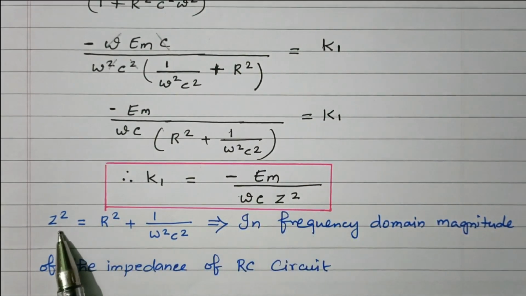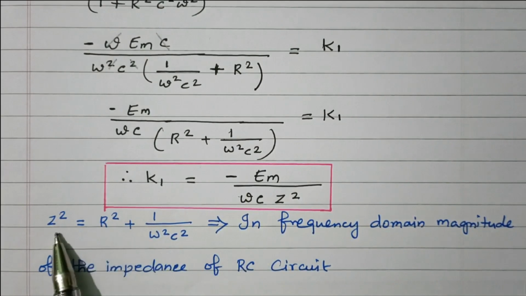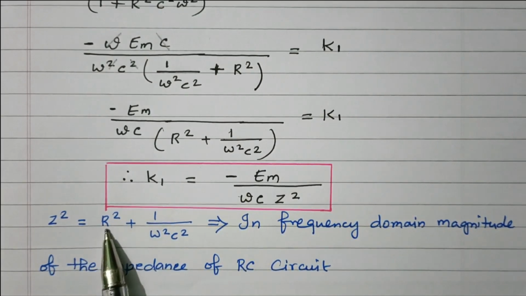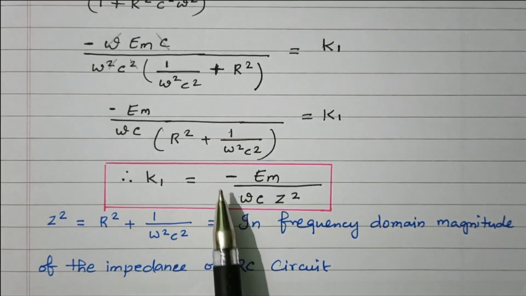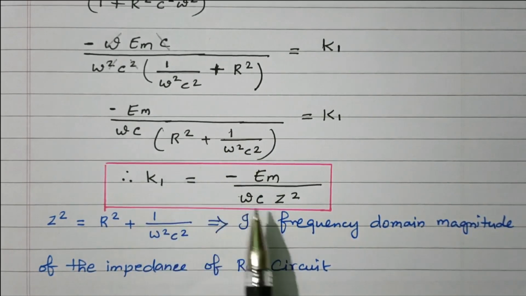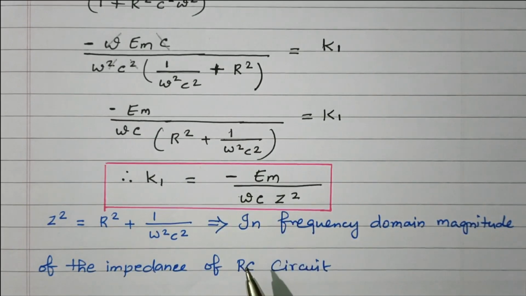But this impedance, for the frequency domain, the magnitude of the impedance of the RC circuit is given as Z square equal to R square plus 1 divided by omega square C square. That is, this term can be easily written as Z square. It's called the impedance, right? Now we'll see how to find k2 and k3.